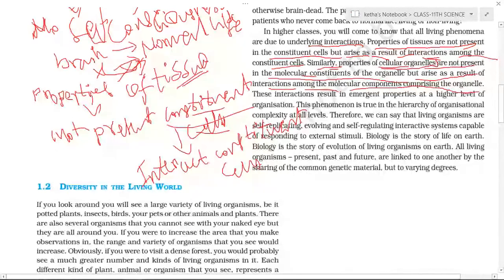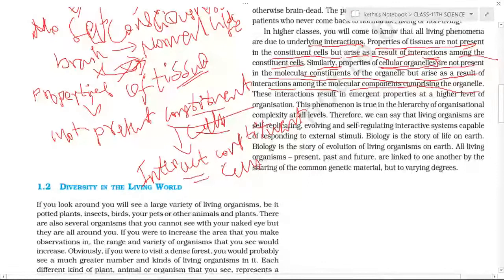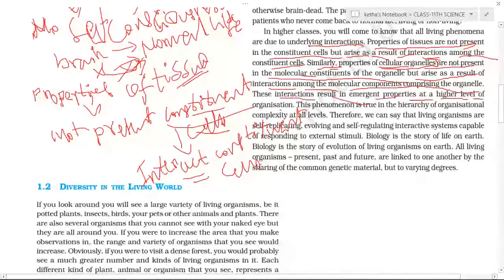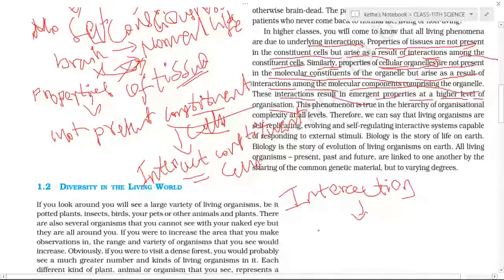So the presence of molecular components of an organelle is not present. Instead, it results in the interaction of the molecular components of an organelle. These interactions result in emergent properties at a higher level of organization. So these interactions are going to take place at a higher level of organization.